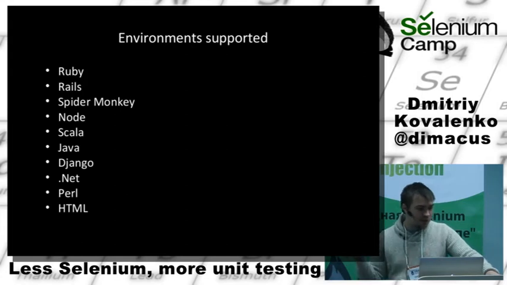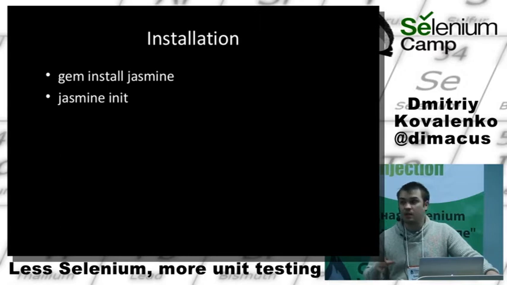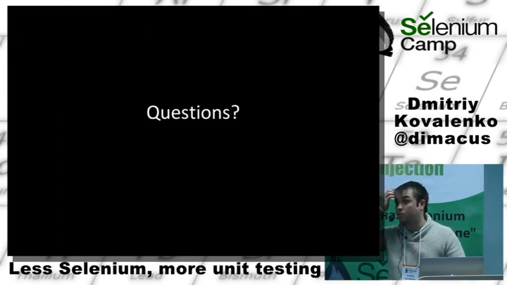The installation for Ruby is very simple. Just install Jasmine and init, and it will create all the directories for you. So that's pretty much it for the slides. I will take questions now. I can show you how it works. Whichever way, if anybody has questions, just fire away.